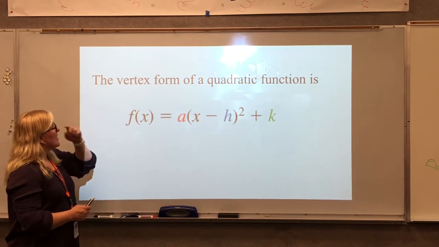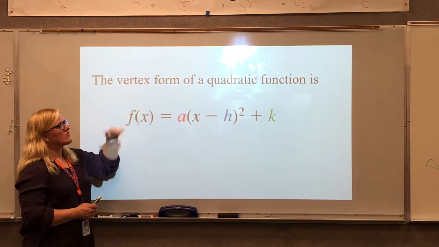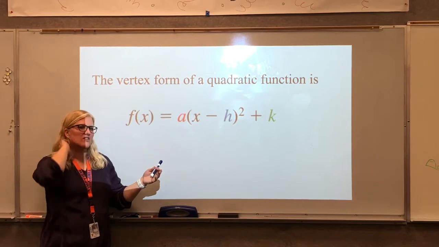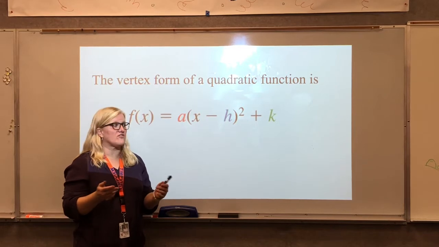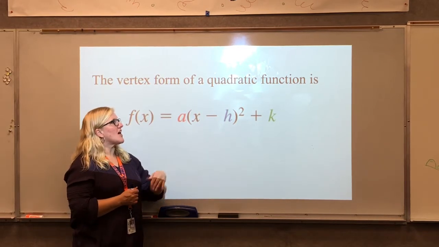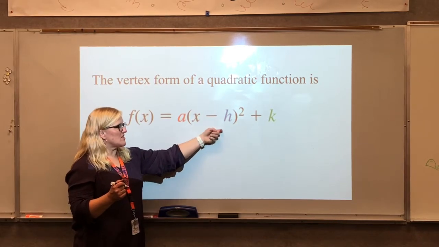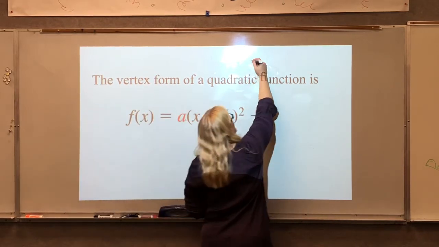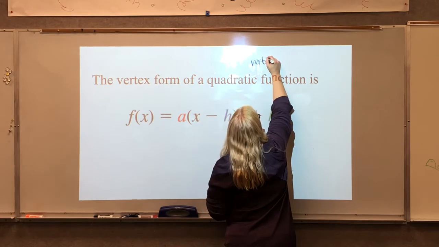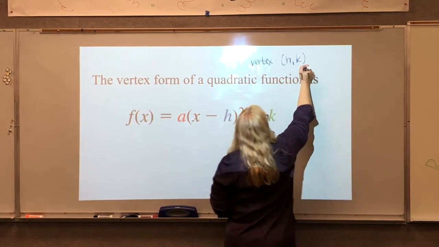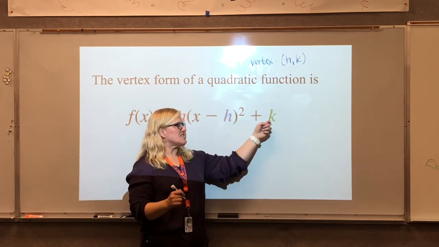Right here is what we call the vertex form of a quadratic function. And I just showed that to you as kind of how a quadratic function is also defined. But it's called the vertex form mainly because if it's written in this form, the vertex of the parabola is (h, k). So when it's written in this form, we can see that it's (h, k).